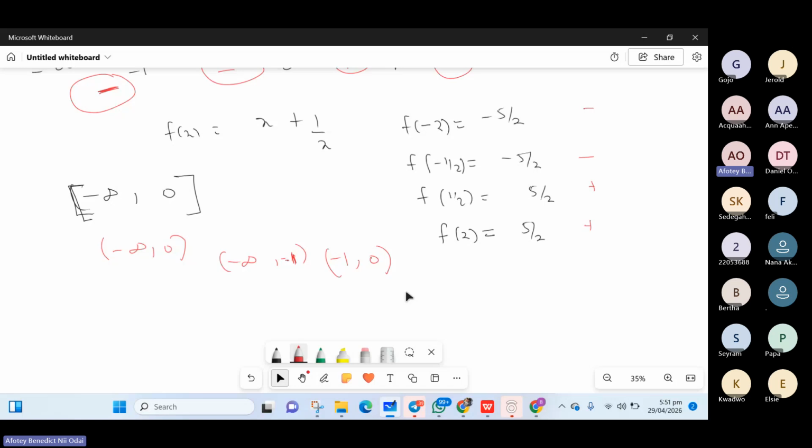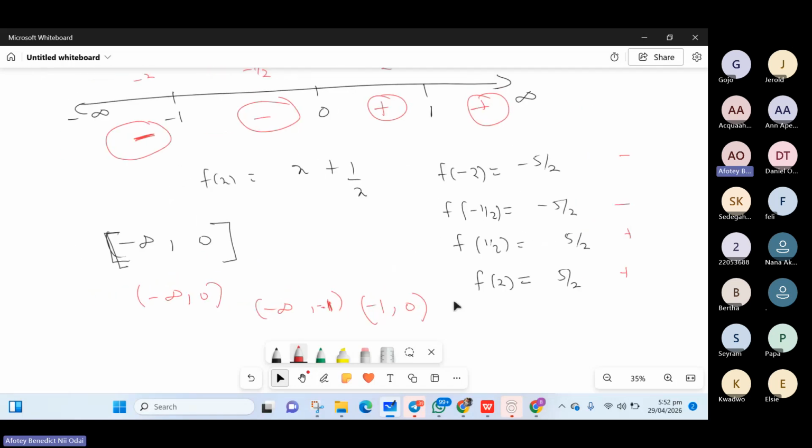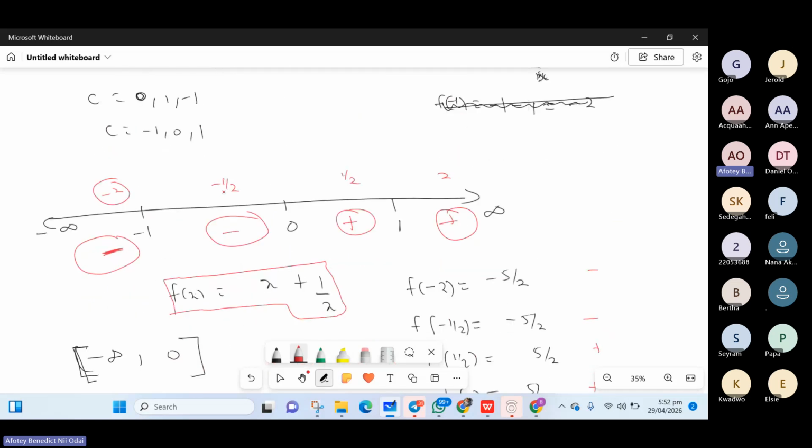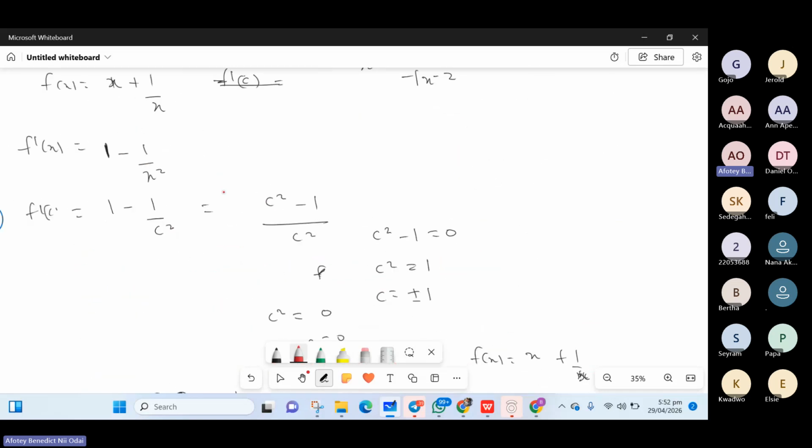The issue here is my mistake. We were using this function to check whether it's increasing or decreasing on the interval, for example when we used 2 as our test value. But that's not what we had to do. We had to use the differentiated function.